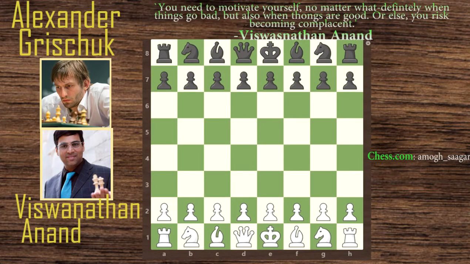Today we're going to be looking at one more game. Today we're going to be looking at a game from Viswanathan Anand, who is one of the best Indian chess players. So today we are going to be looking at a game where Anand gets really lucky this time. Anand is playing with the white pieces, whereas his opponent Grishak is playing with the black pieces.